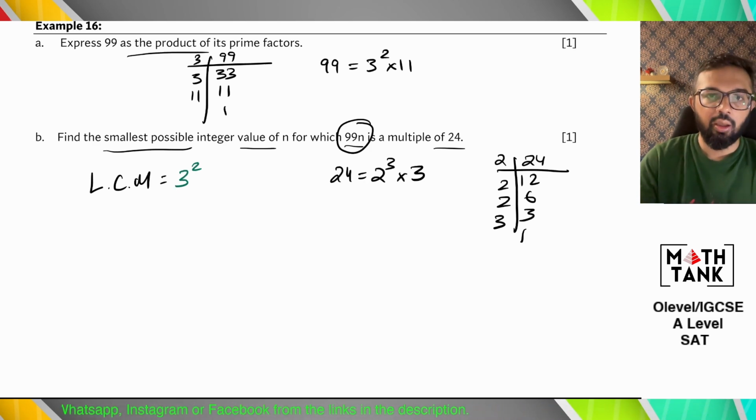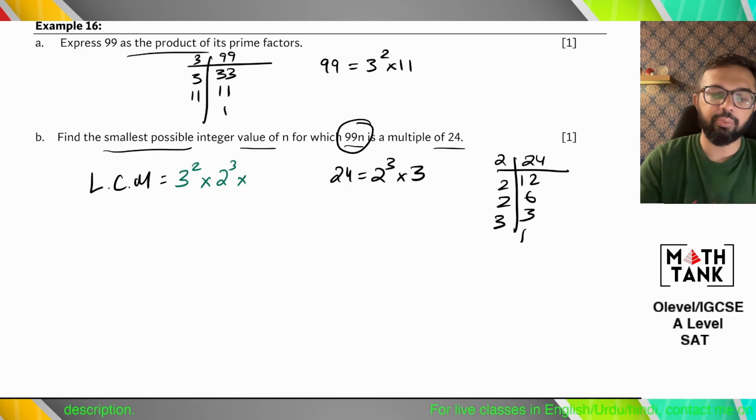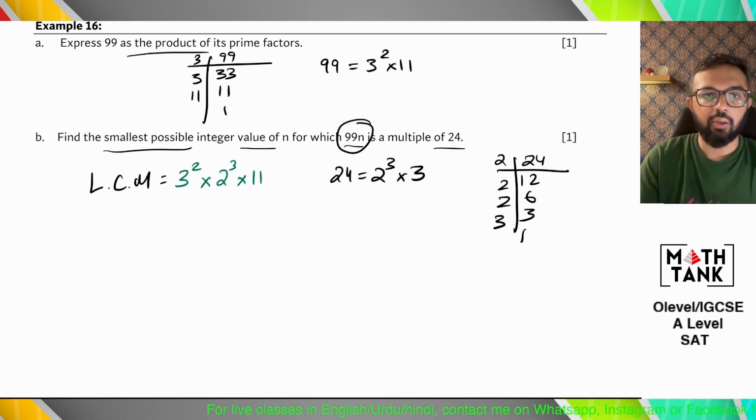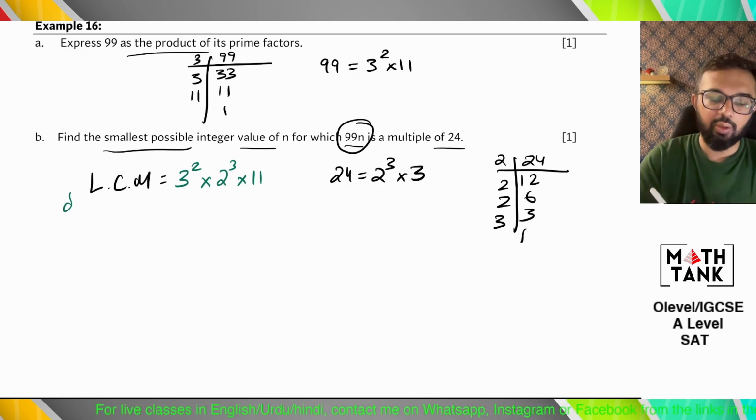What's the highest power? 2. What are the uncommon factors? 2 is an uncommon factor. What is the highest power? 2 cube and 11. Okay, so that is the LCM of 99 and 24.